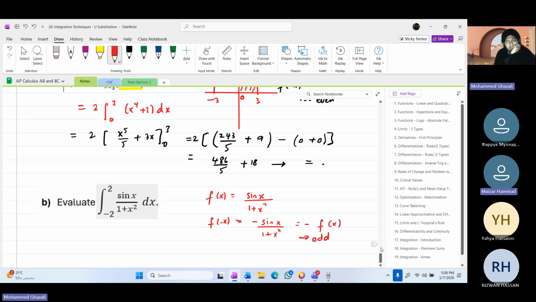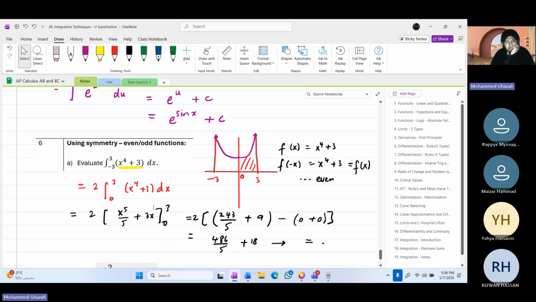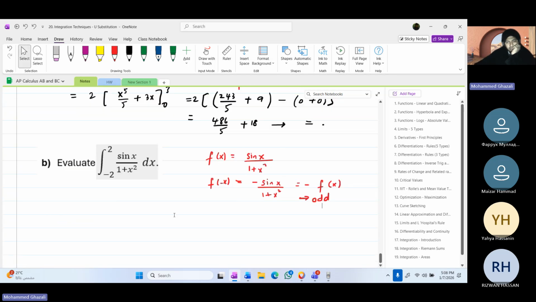How do you check again? To check whether the function is even or odd, you need to substitute negative x inside the function. So here, when we substituted negative x, we got negative sine x over 1 plus x squared. But what is sine x over 1 plus x squared? That is f of x, so we got negative f of x. So that function is odd.